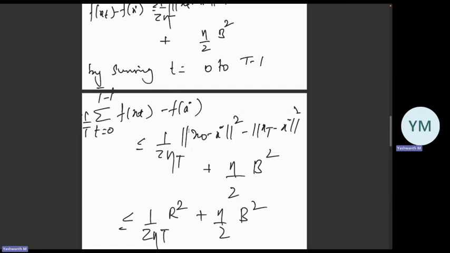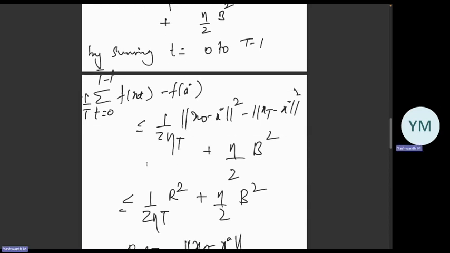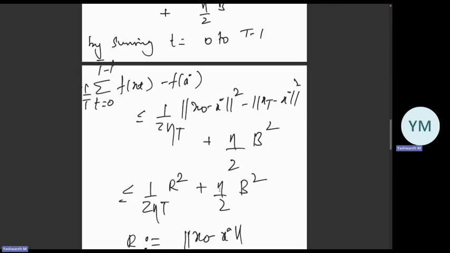What we end up with is the two terms, that is norm of x naught minus x star square minus norm of xt minus x star square, plus eta by 2 b square. Now, this is again upper bounded by r square by 2 eta t. R square is nothing but, we define r as norm of x naught minus x star. And because this is a positive quantity, we are replacing this by something bigger, because we are removing the negative subtracted term.